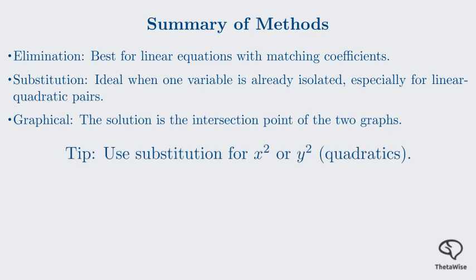When you approach a question, first identify the types of equations you have. If you see an x squared or y squared, you are dealing with a quadratic and should default to substitution. If they are both linear, choose the method that looks the least messy for the numbers provided. Always check your answers by substituting them back into the original equations. Remember, the goal is to find the values that make both equations true at the same time. With practice on past paper questions, these steps will become second nature.